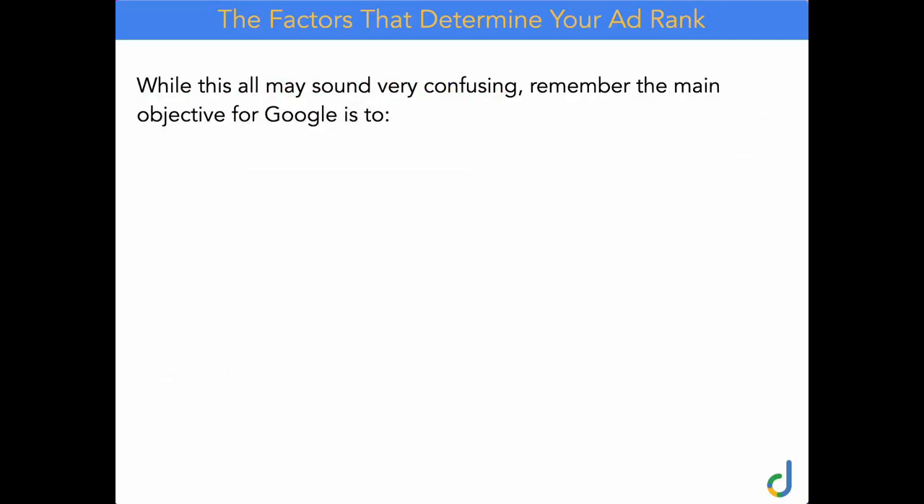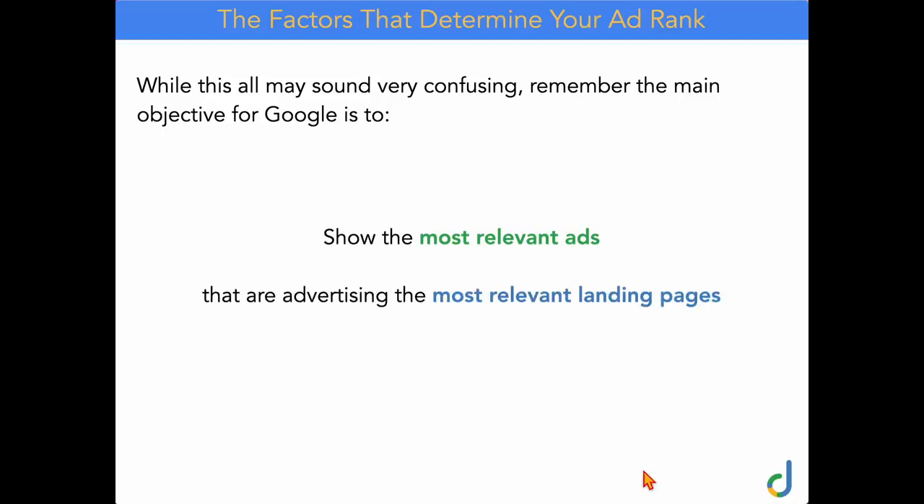While this all may sound very confusing, remember the main objective of Google is this, and this is what I really want you to understand. It's really easy to get confused with all of this. I know I'm still learning things about Google every day, and I've been in Google now for over 15 years. But if you can think of this as your driving principle whenever you're creating a Google Ads campaign or you're creating an individual ad, the main objective for Google is to do this. They want to show the most relevant ads that are advertising the most relevant landing pages to the user's initial search. So what you want to do, you want to do it in reverse.